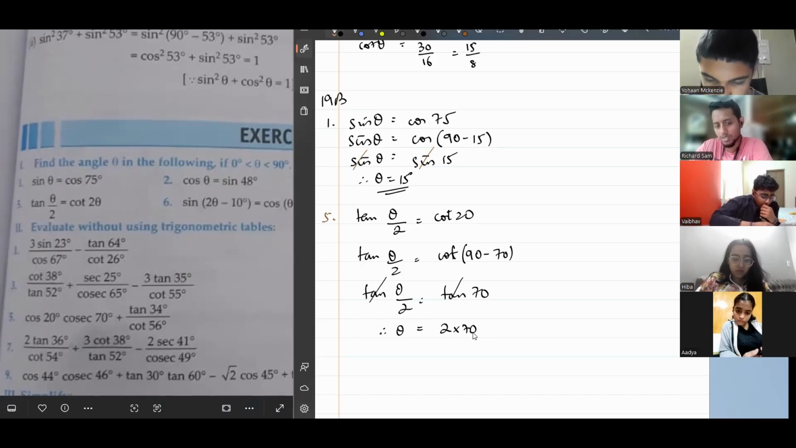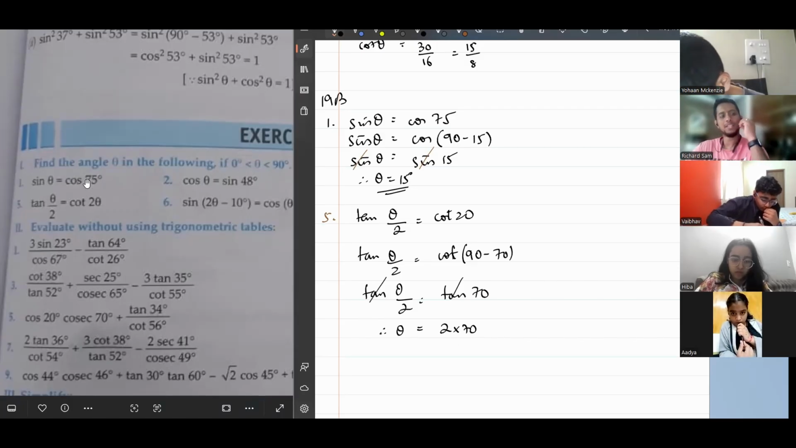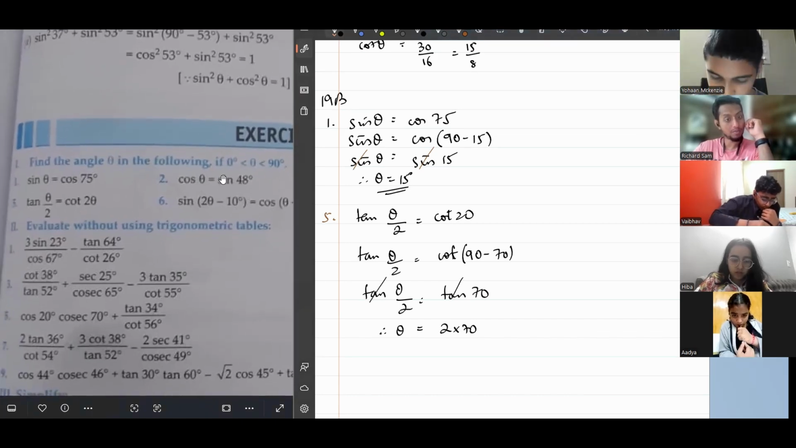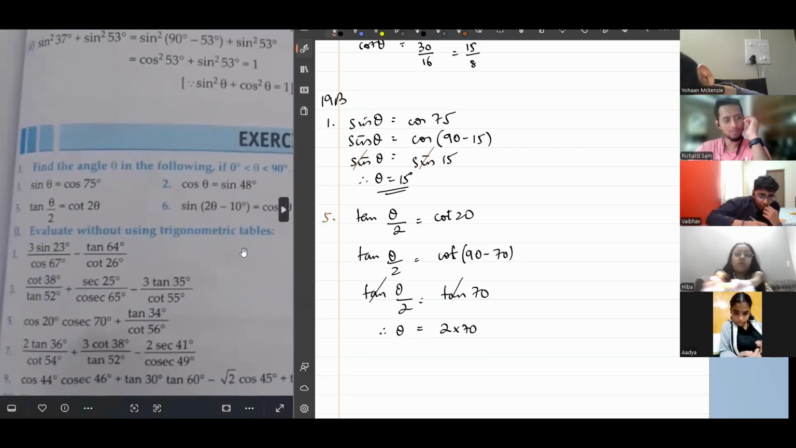Okay, here theta cannot be more than 90. So the question says, find the angle theta in the following, if theta should be between 0 and 90. Just check the answer. What is the answer for this 19b question 1-5? Vaibhav, tell me the answer.